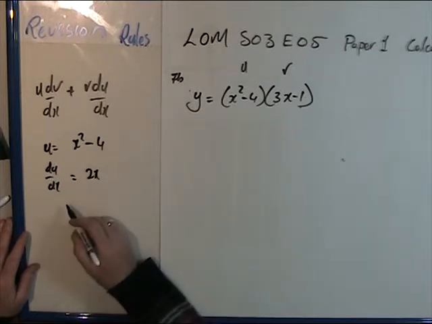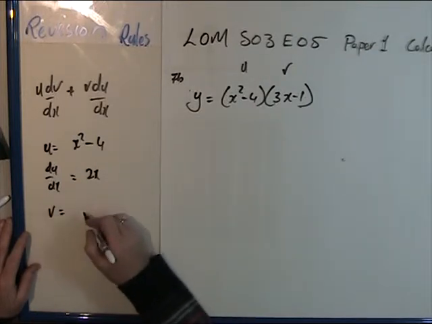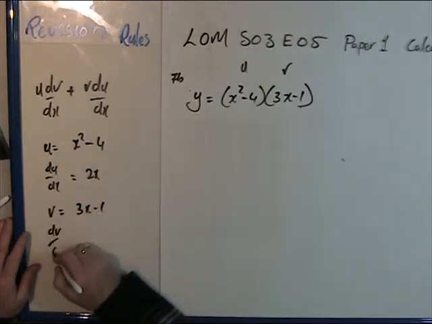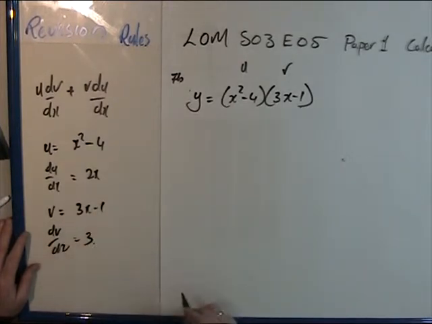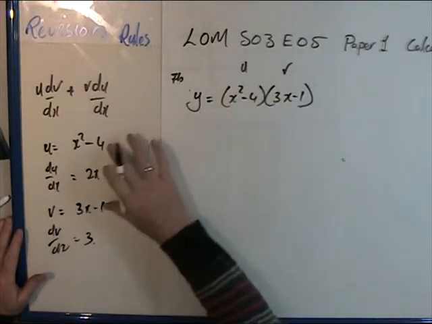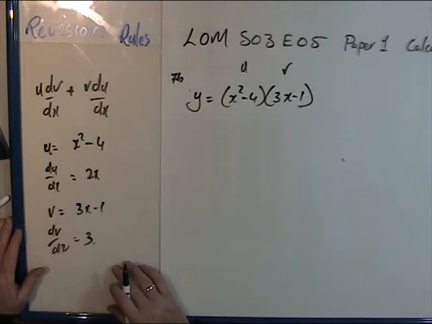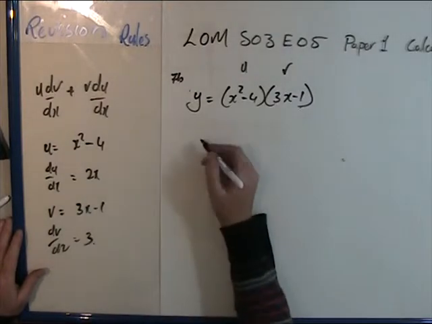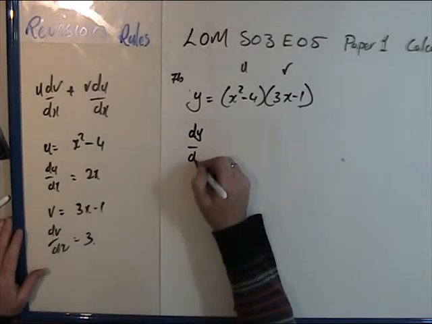Now you know that by the rule. V is equal to 3x minus 1, dv dx is equal to 3. So now you've solved out your parts. You've got u and v, and you've got the derivative of them by rule. And you just put them back in following the formula.